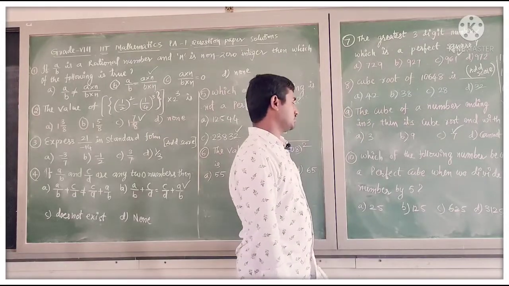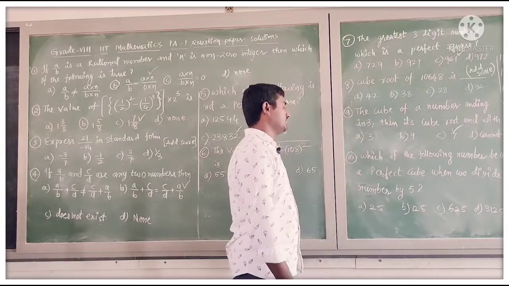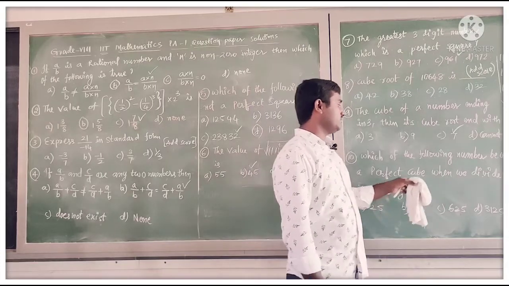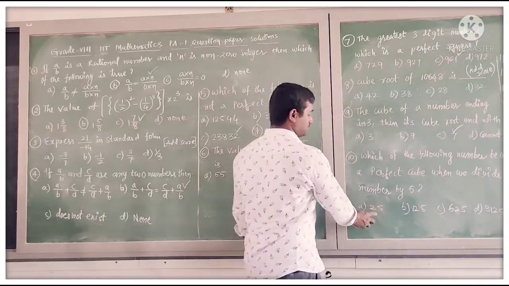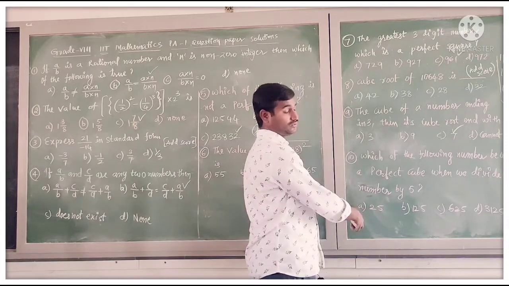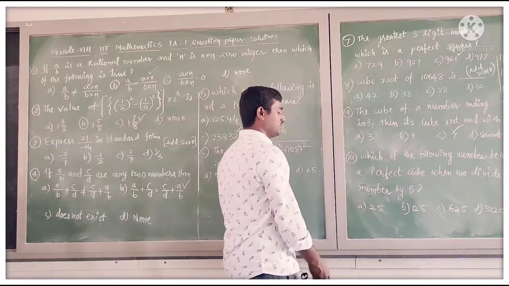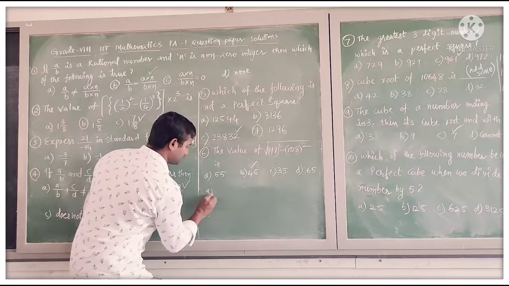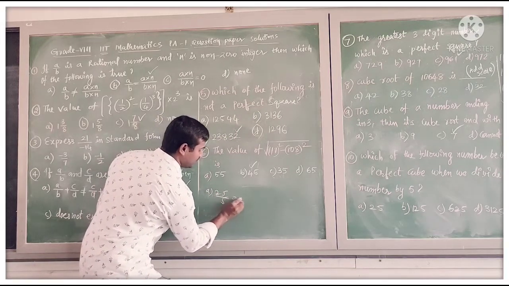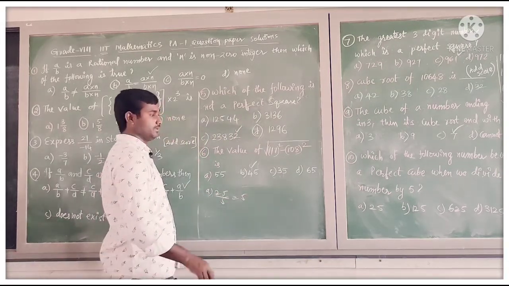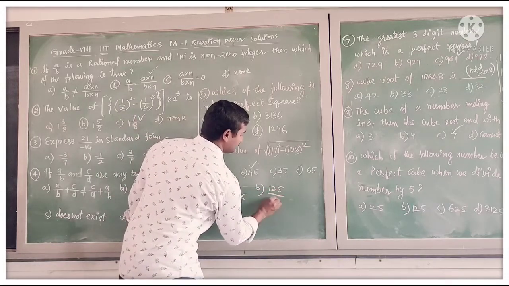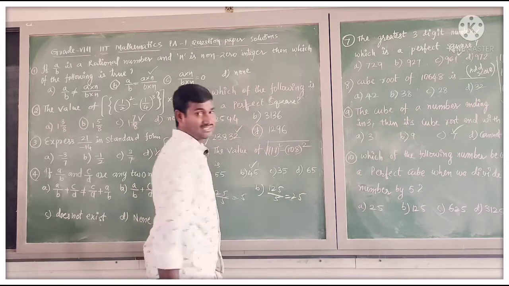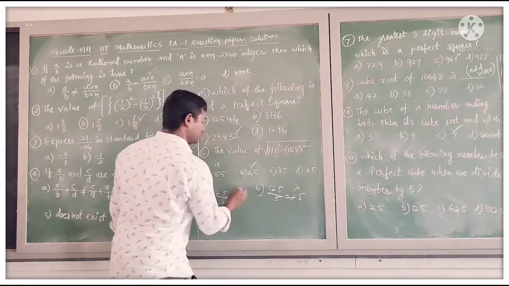Next, 10th question. Which of the following numbers becomes a perfect cube when we divide the number by 5? Option A: 25 by 5 gives 5. Is 5 a perfect cube? No. Next, B: 125 by 5 gives 25. Is 25 a perfect cube? No, it is also not the correct option.